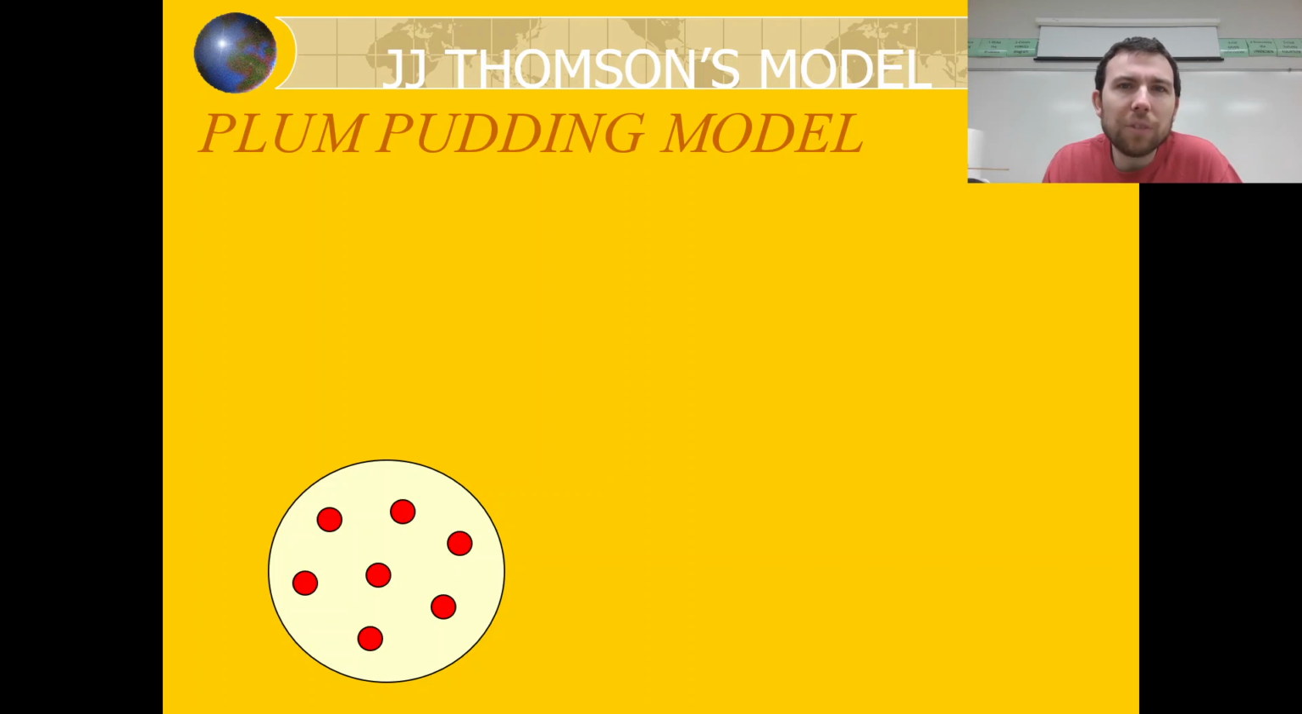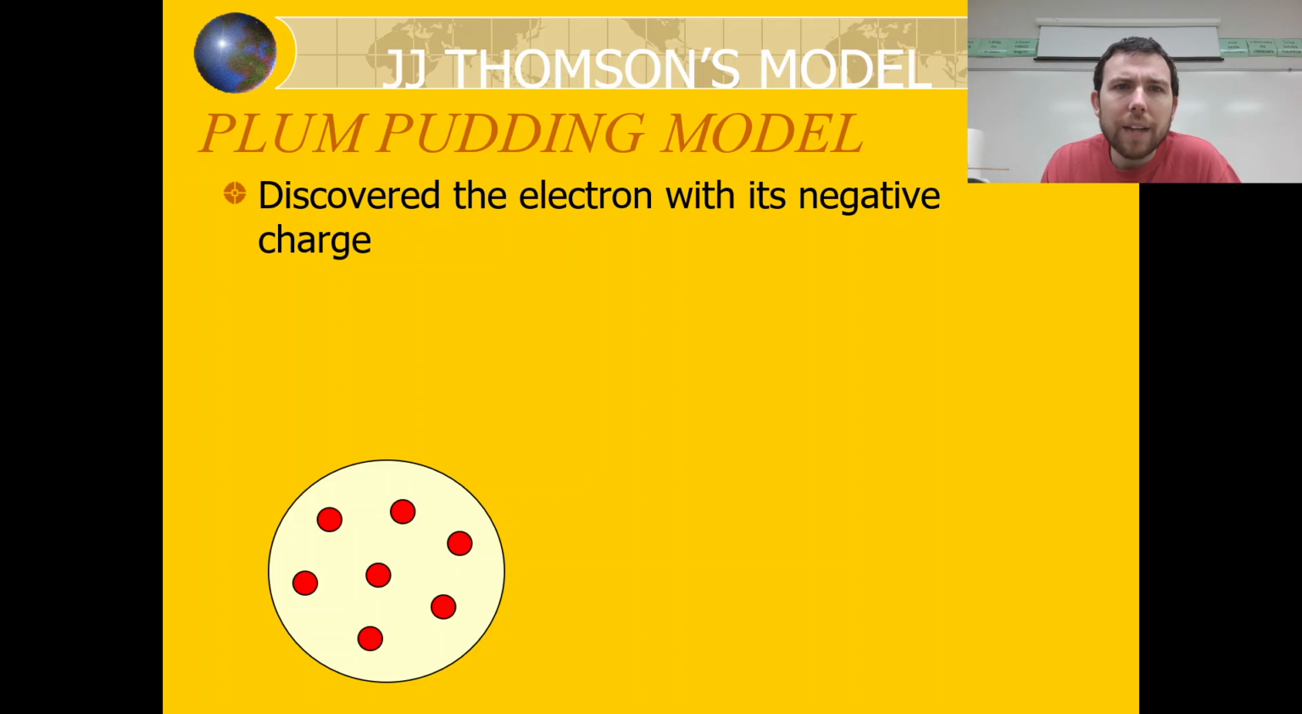All right, next we've got J.J. Thomson's model, which is commonly referred to as the plum pudding model. Now, it's a weird name, but we'll talk about the origins of that shortly. What Thomson discovered was that the electron had a negative charge.